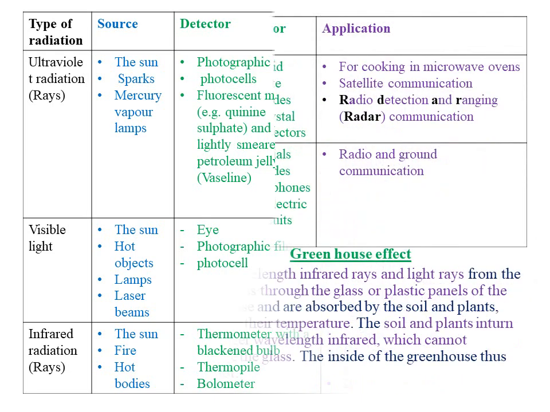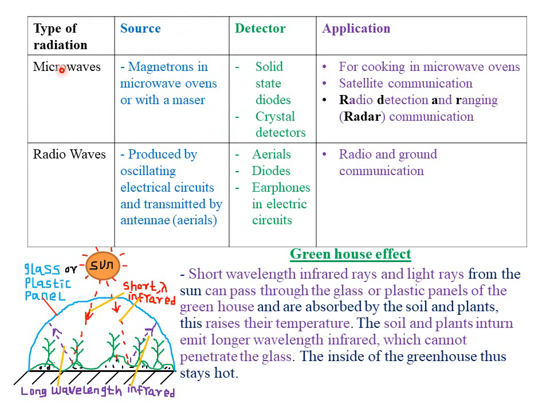Then the other type of radiation is microwaves. Their source is magnetrons, that is, in microwave ovens, or a MESA. Detectors include solid state diodes and crystal detectors. Applications of microwaves in real life: they are used for cooking in microwave ovens, in satellite communication, and in radio detection and ranging, abbreviated as radar communication.